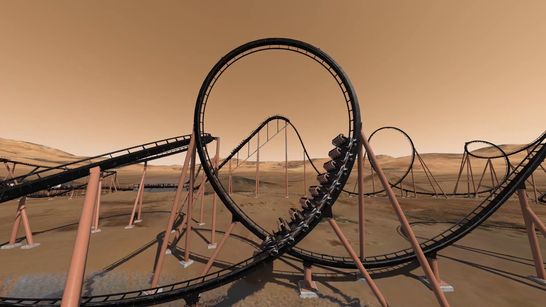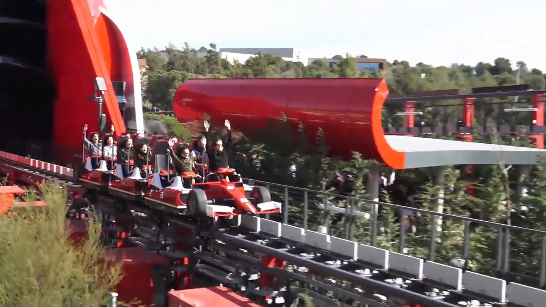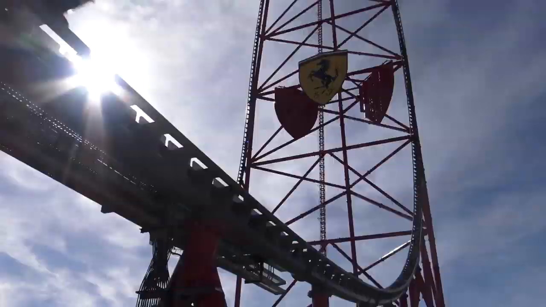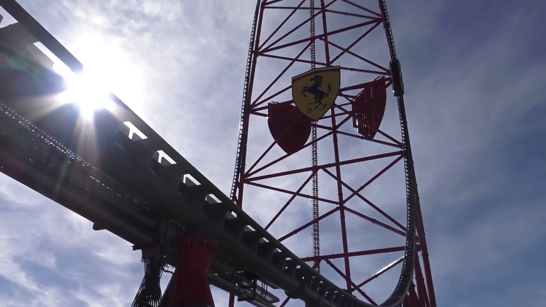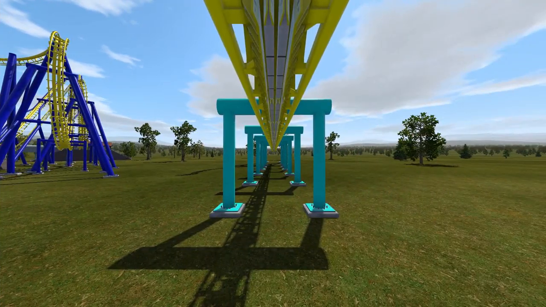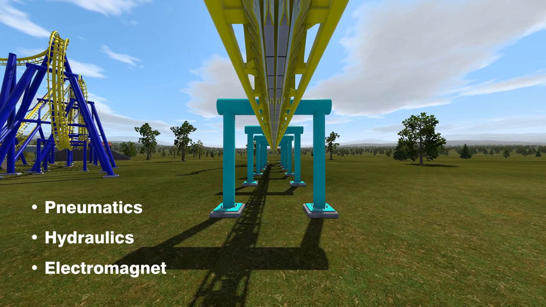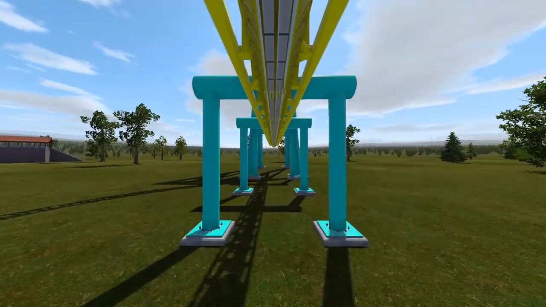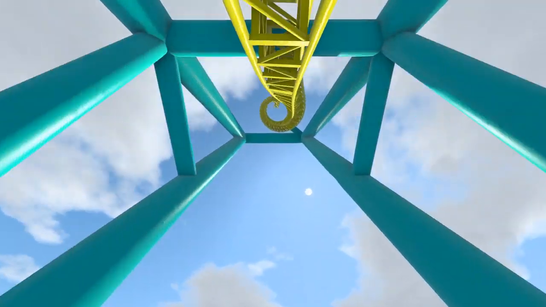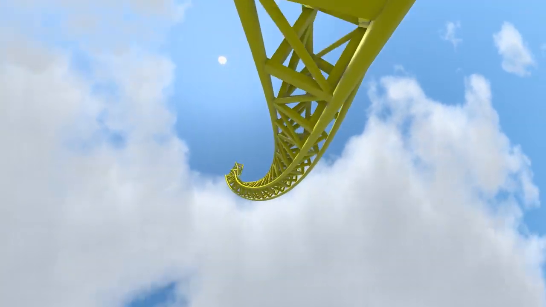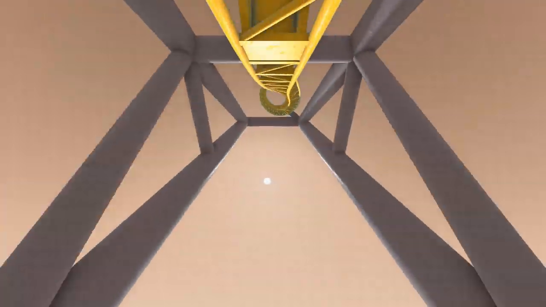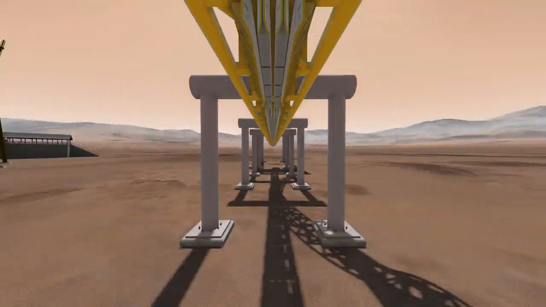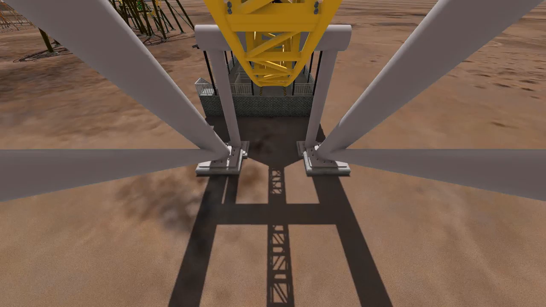Now, at this point, you may be wondering about those launched roller coasters that I briefly mentioned earlier, and what would happen if we built one of those on Mars. Most of the launch systems that are used for roller coasters rely on the principles of pneumatics, hydraulics, and electromagnetism instead of gravity, and these systems would be able to launch a train to the same speed on Mars as they do on Earth. Since the amount of kinetic energy that they deliver is not dependent on gravitational acceleration, using a launch system on Mars is one way that we could create a faster ride and a more intense experience.